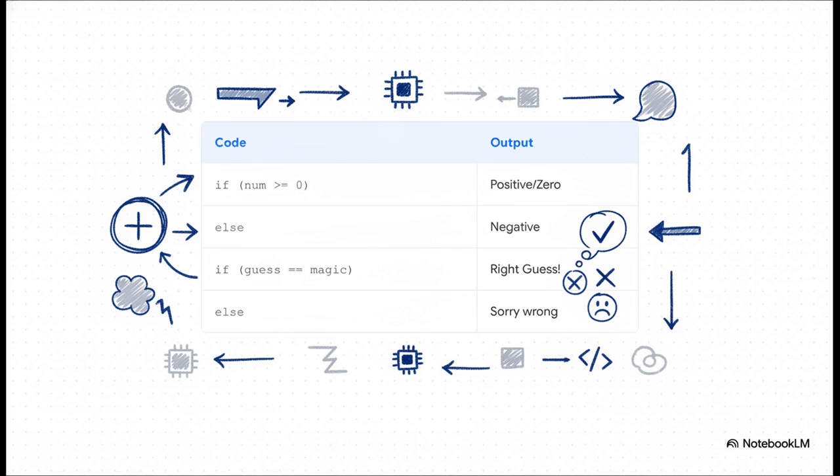Applying this concept to code, let's check out our fourth example. We are checking if a number is positive using greater than or equal to 0. If a user enters a 4, the condition is true, so it prints positive integer.